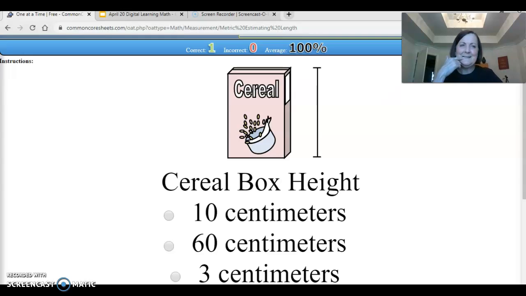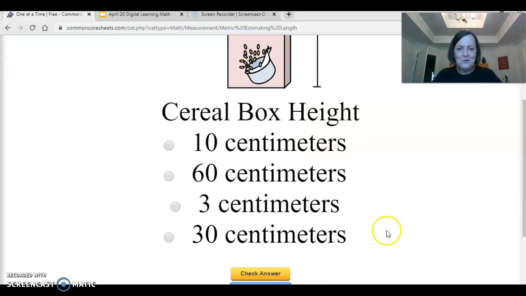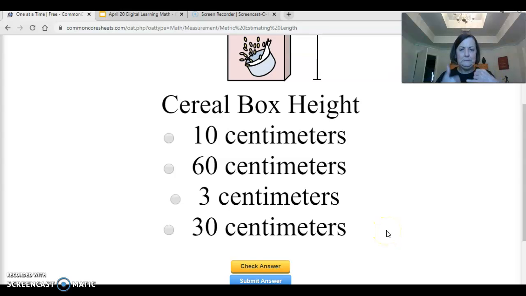What do you think? Maybe 3 centimeters? 3 of these. That would be a tiny box of cereal. I don't think so. And our last answer choice is 30. Oh.